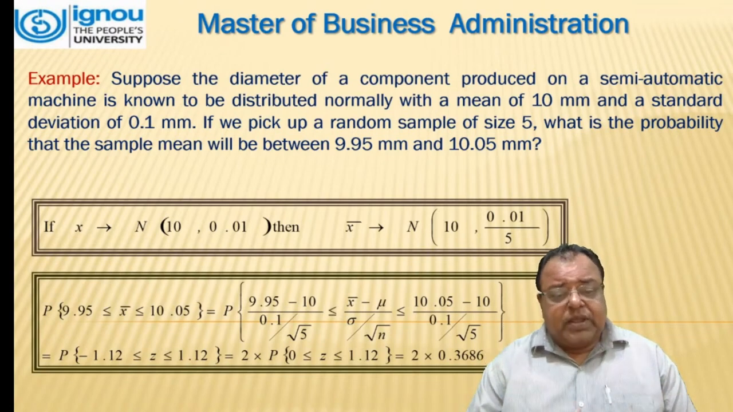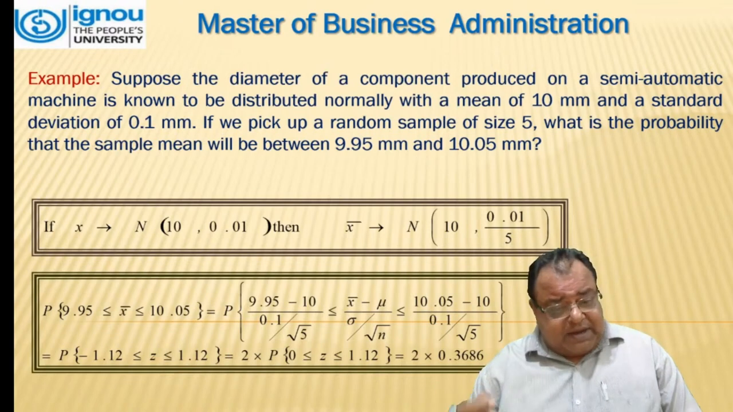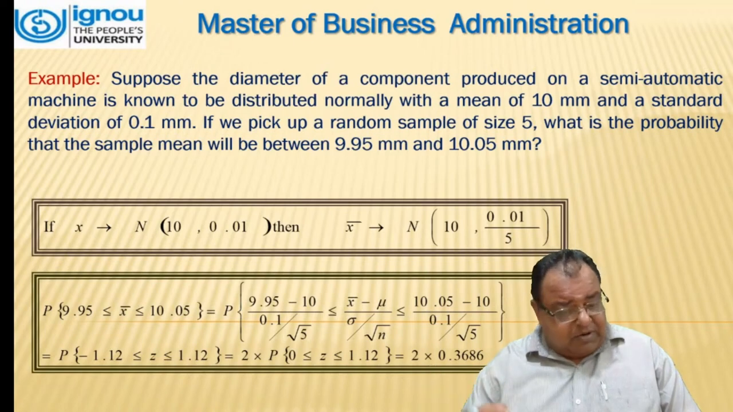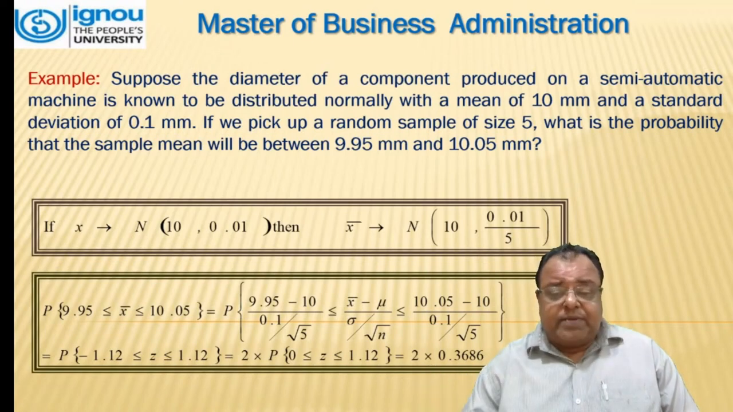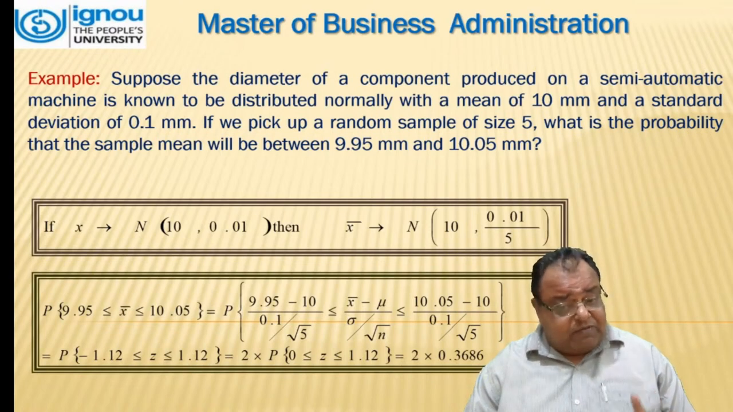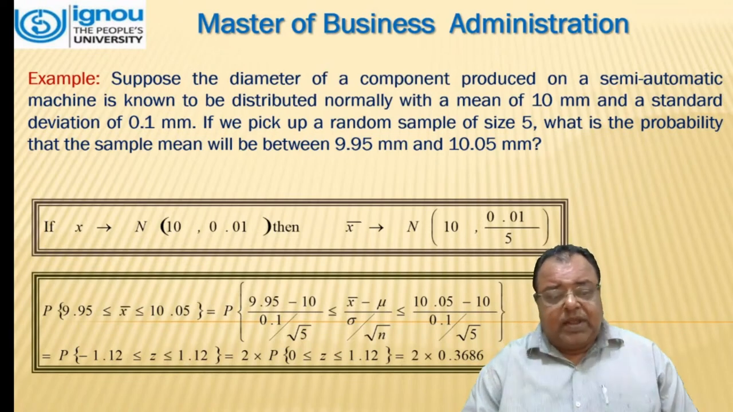We will apply (9.95 − 10) / (0.1/√5) ≤ (x̄ − μ) / (σ/√n) ≤ (10.05 − 10) / (0.1/√5). All these values are given to us in that problem.